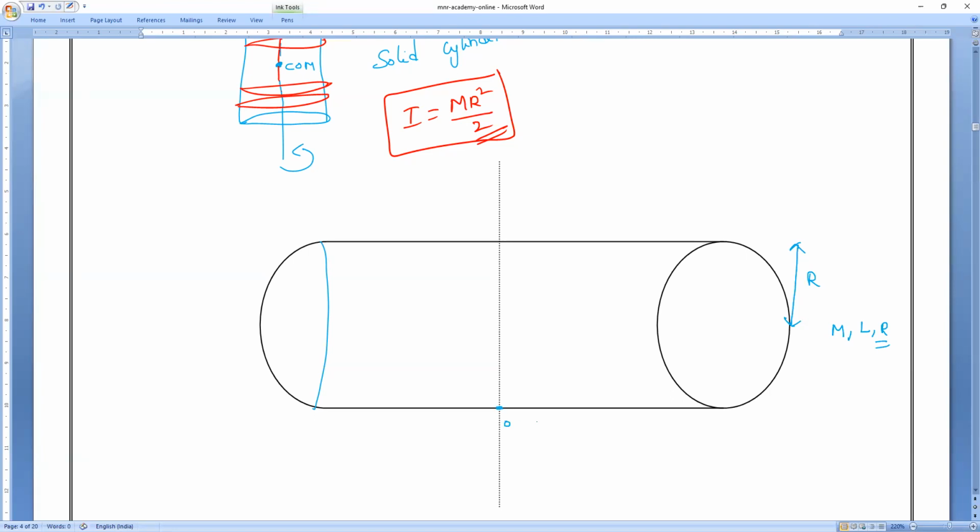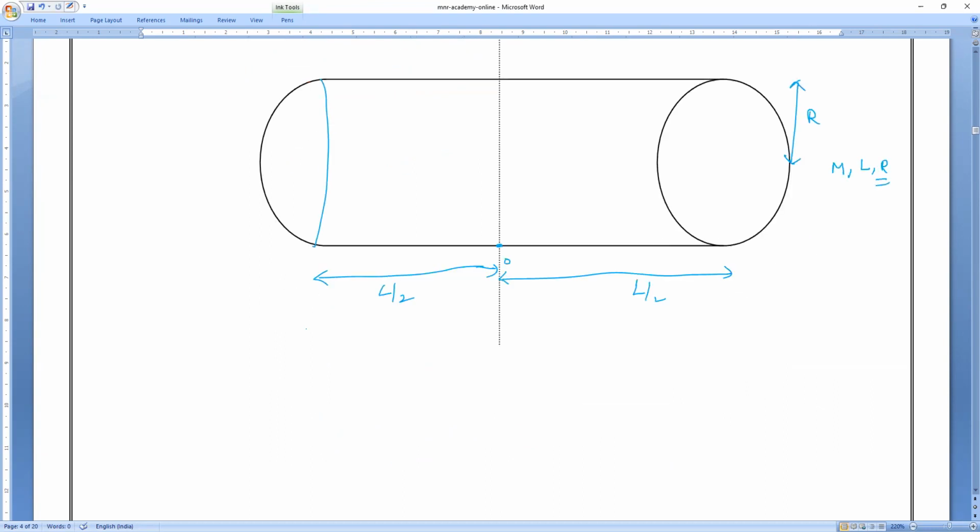We all know, like a rod it is. From here to here, total length is L. And here to here it will become L/2, and here to here it will also become L/2. Understanding? So calculate I. That is the question. Calculate I. Okay, everybody.